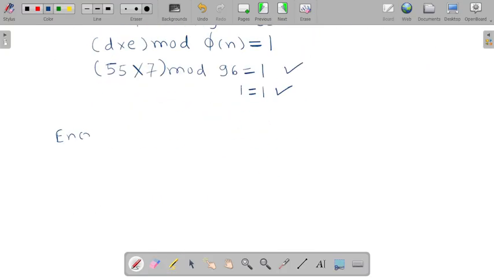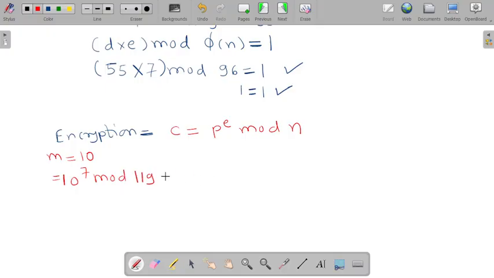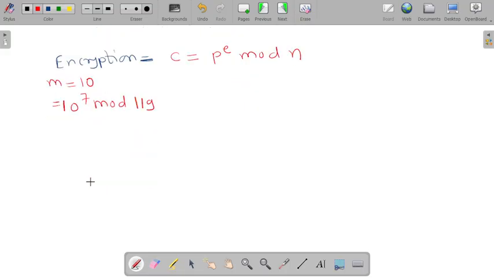The formula for encryption is ciphertext is equal to T raised to E mod of n. The plaintext is given in the example, that is m is equal to 10. So we are putting here 10 raised to 7 mod of 119. How can we solve this example now? 10 raised to 1 mod of 119 is nothing but 10.